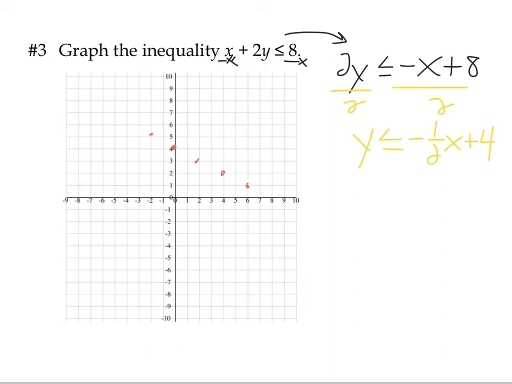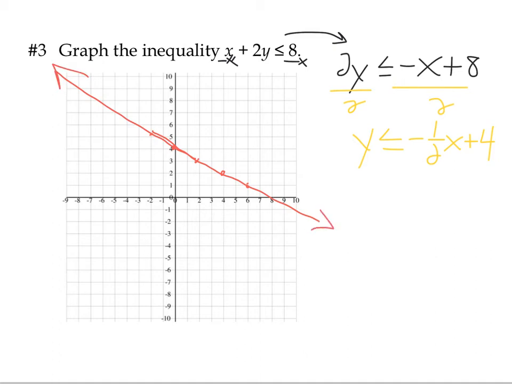And it's going to be a solid line because I have the less than or equal to. So that's like our filled in circle on the number line on this graph. That's going to be a solid line. So that means I could take my line and draw it through those points.